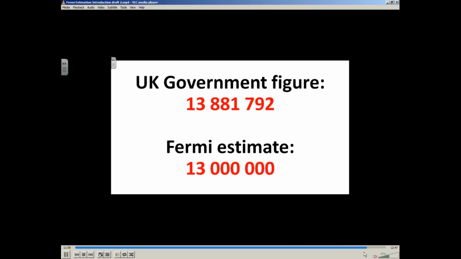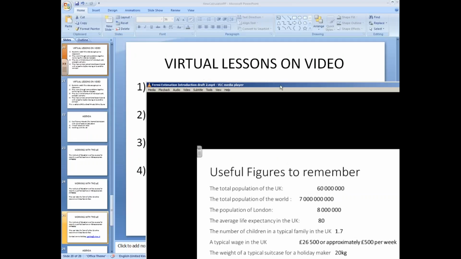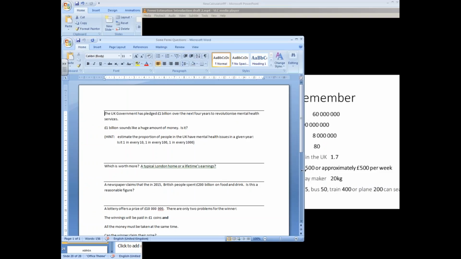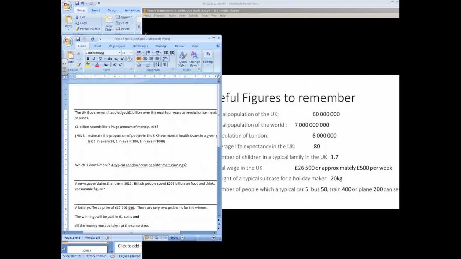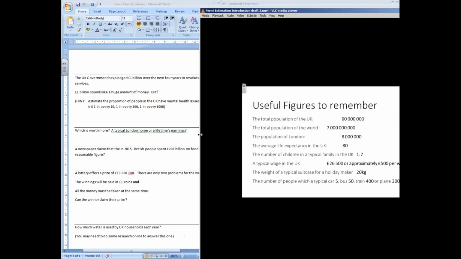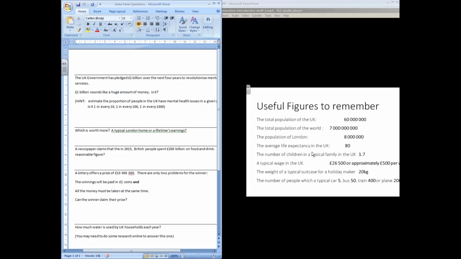What I'm going to do now is leave you with some useful data that it is helpful to know. And keeping those useful bits of data in front of you, useful figures to remember, I'm now going to give you some problems to work on. And at this point, my students in their imaginary room will work through these questions together using the data I've left with them.